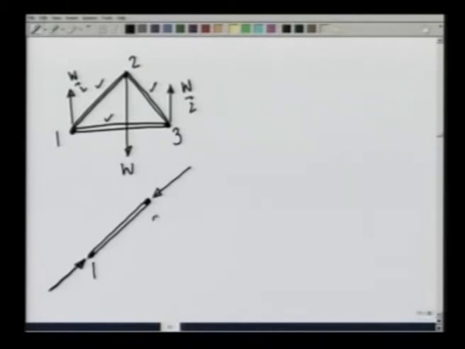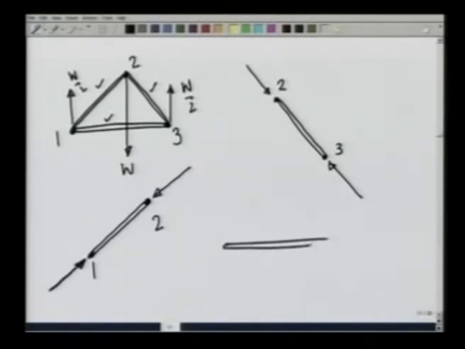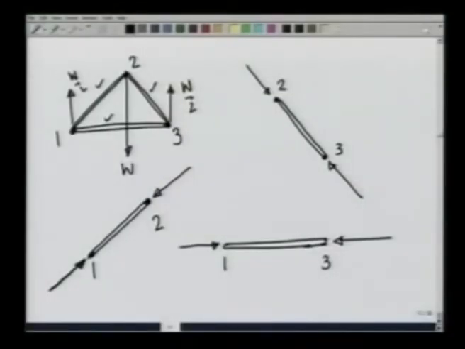Similarly, on rod 2 and 3, there are 2 forces acting due to pin at 2 and pin at 3. Again, the forces have to be collinear. So the forces have to act in this manner, 2 and 3. And on the rod 1 and 3, again the rod 1, 3 is in equilibrium. So the forces at 1 and 3 have to be collinear, because if a body is in equilibrium under 2 forces, they have to be collinear. So now we know the force directions. Let us analyze this further.